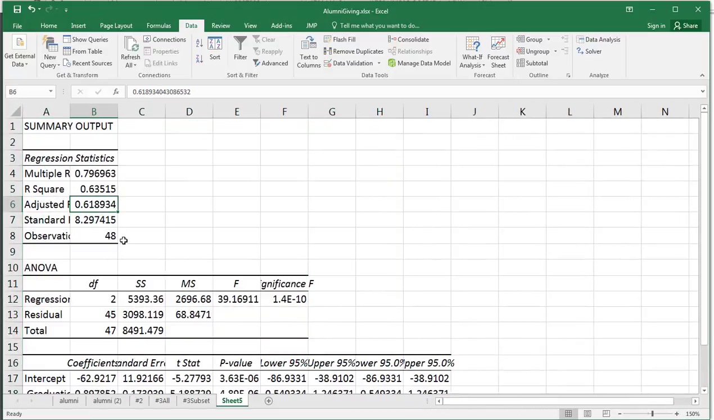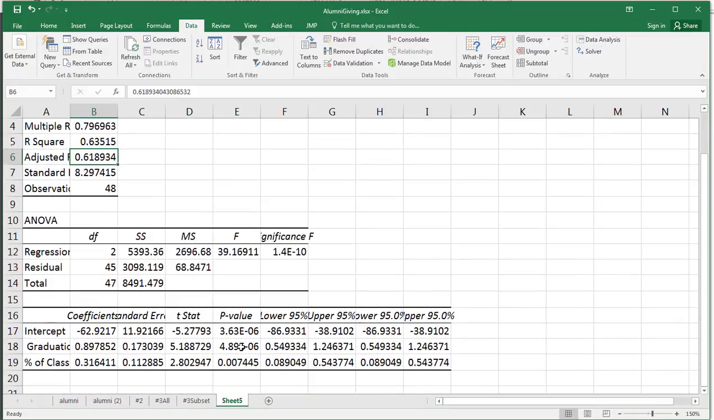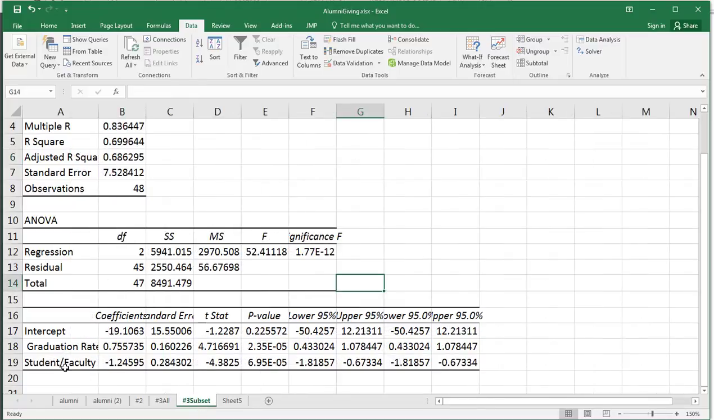And notice that the adjusted R squared is only 0.618. So not as good. These are still all statistically significant. The intercept becomes statistically significant also. These are all still statistically significant at the 1% level. But using percentage of classes instead of student faculty ratio only doesn't explain as much of the variation in the alumni giving rate. So in our case, it was better to do graduation rate and student faculty ratio.